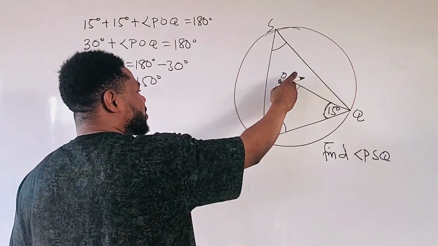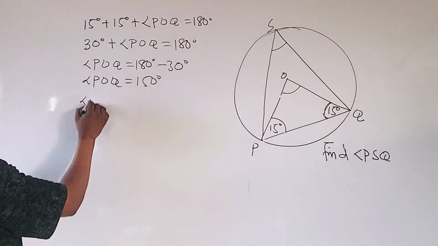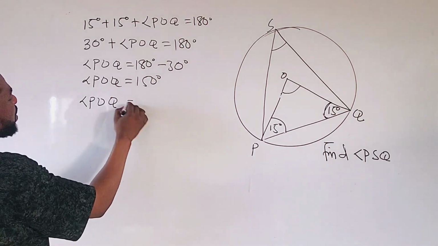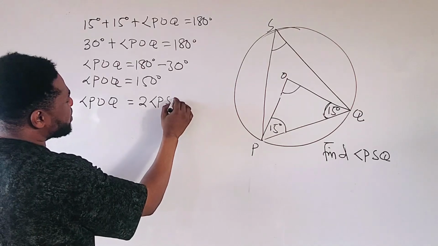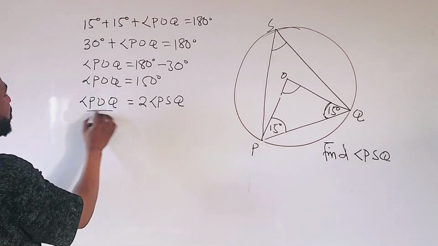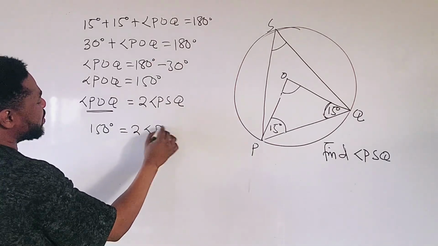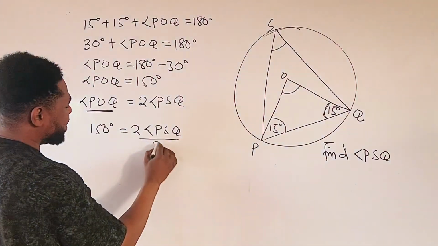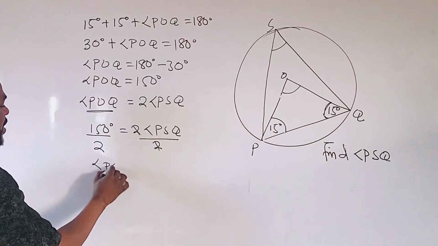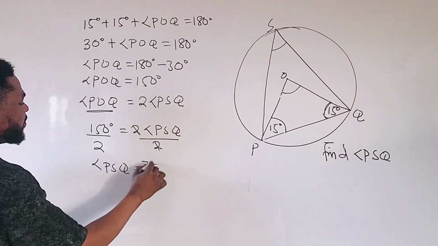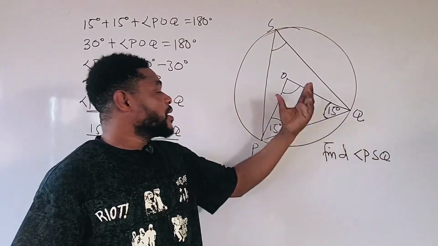Now that we know the angle at the center, we can get the angle at the circumference, where the angle at the center, which is POQ, will be equal to 2 times the angle at the circumference, which is PXQ. Since we know POQ to be 150, 150 will be equal to 2 multiplying PXQ. We divide here by 2, divide here by 2, and our angle PXQ is going to be 75 degrees. So this is how we can find angle PXQ in this diagram.